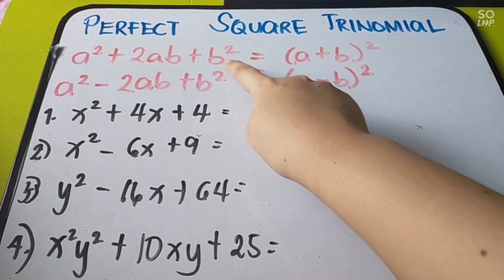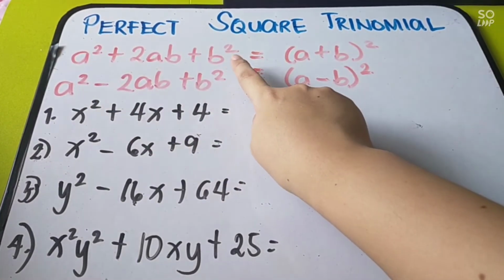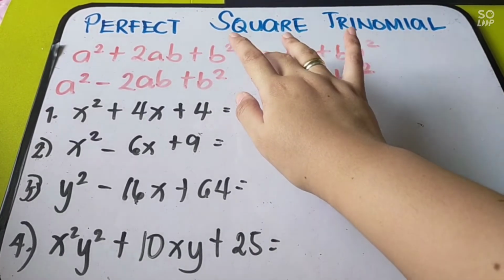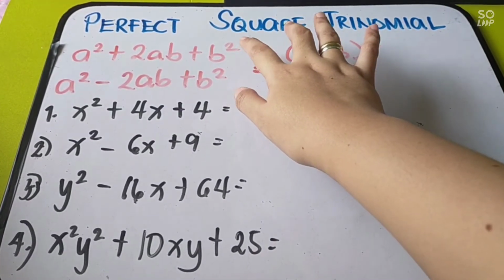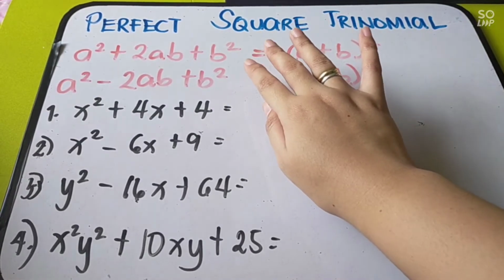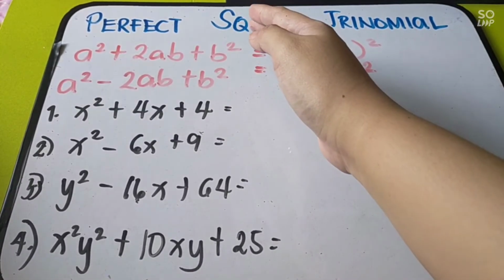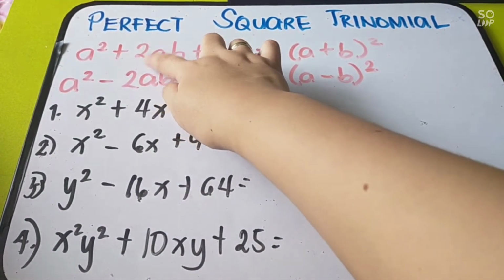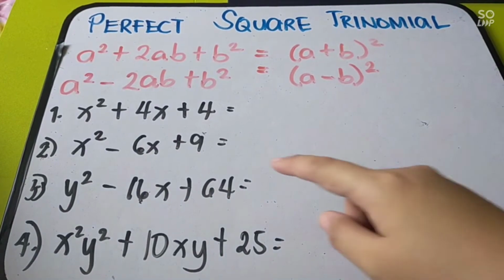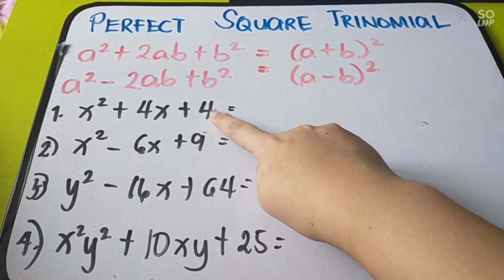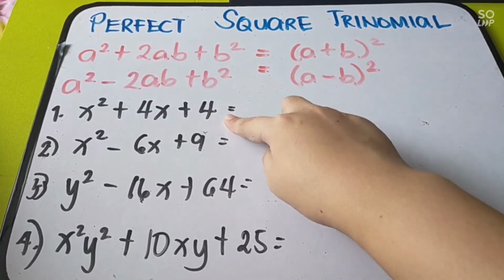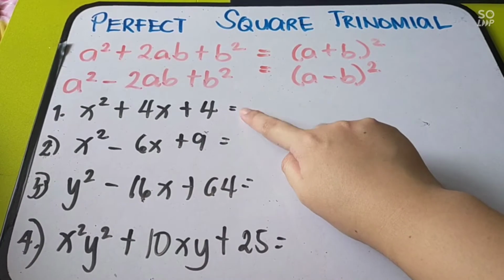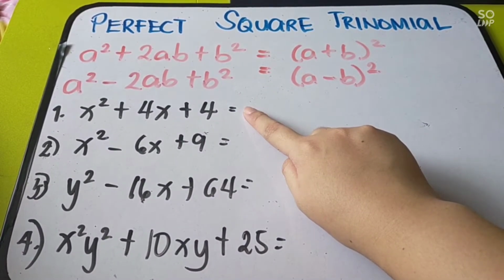So, the given should be the same. Your two ends are perfect squares. And then, when you get the square root of your last number, then multiply it by 2, what you get should be the middle term. Okay? So, for example, when you find the square root of 4, the answer is 2. When you multiply 2 to 2, the answer is 4. Tama. So, this one, what you will apply is the perfect square trinomial.